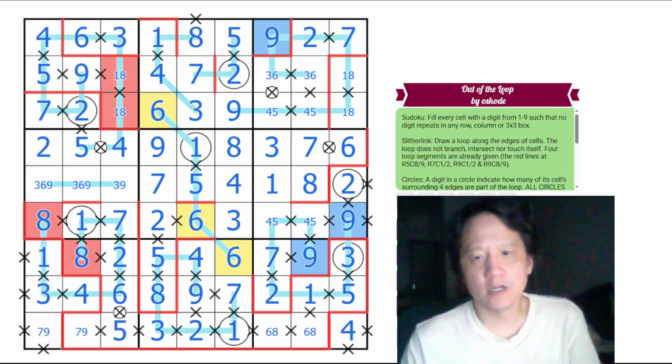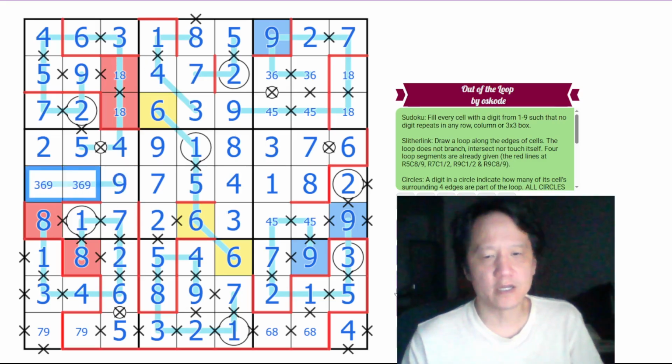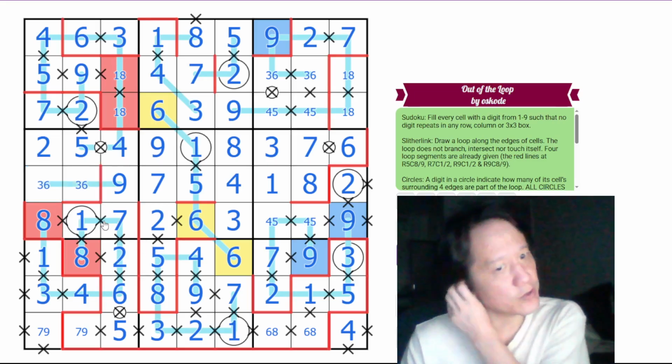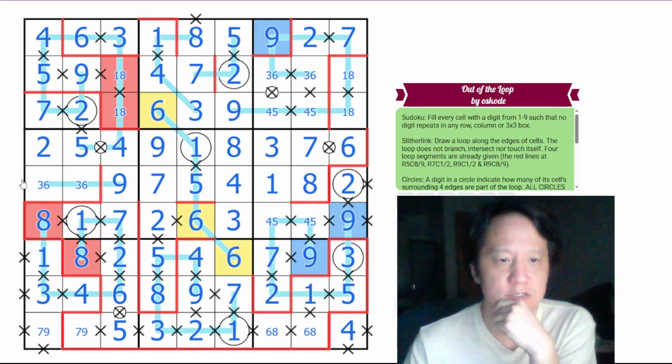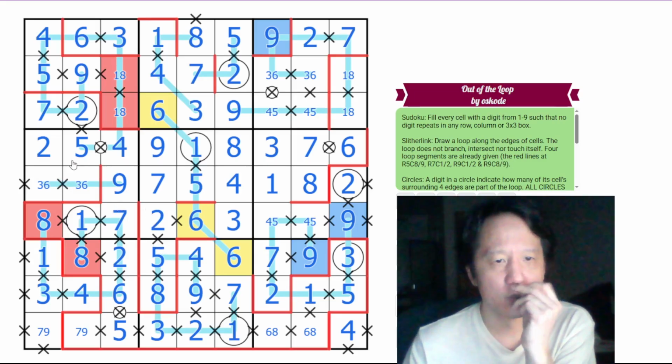This 3 eliminates 3 here, so this is 9. This cannot be 9. This 3 and 6 adds up to 9, so this is the border there, which means this has to go there. So that connects to there. This is not a boundary. This is not a boundary. This goes one of these two ways. We're not sure which.